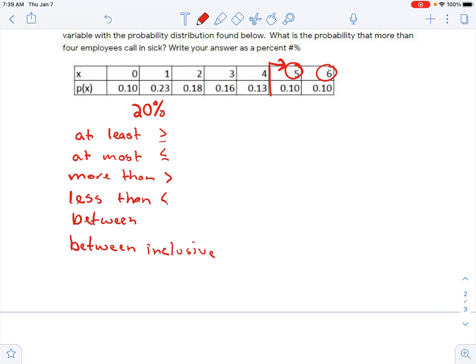Between would just be, we wouldn't include the outside values. And between inclusive means we would include those values that it says. So you want to go through this, you're going to have another worksheet going through these same ideas.